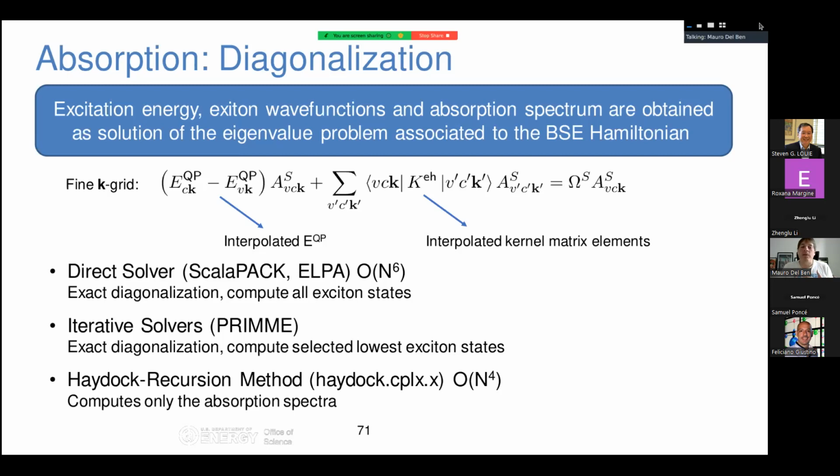But in case you don't need the full spectrum, you don't need all the eigenvectors, you just need, let's say, the lowest 5%, because you are interested in the lowest excitons, then we also have a solution using an iterative solver, which is also ported to GPUs, and shows an order of magnitude improvement in time to solution compared to the direct solver. In that case, you just need the lowest 5%, and this is going to be much faster than a direct solver. And then we also have this Haydock recursive method, which allows you to compute the shape of the spectrum without accessing the information about the eigenvectors.